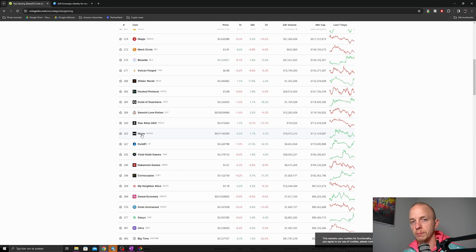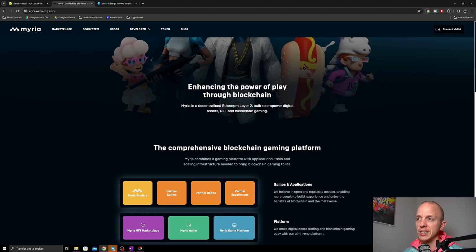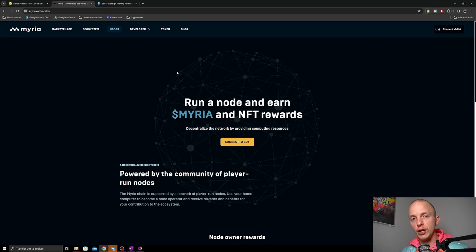I'm very bullish about that project because it's a decentralized Ethereum layer 2 built to empower digital assets, NFT and blockchain gaming. So it's basically a gaming studio. They own some games themselves. They have a platform where they have third parties offering games too. You can run a node for the network.